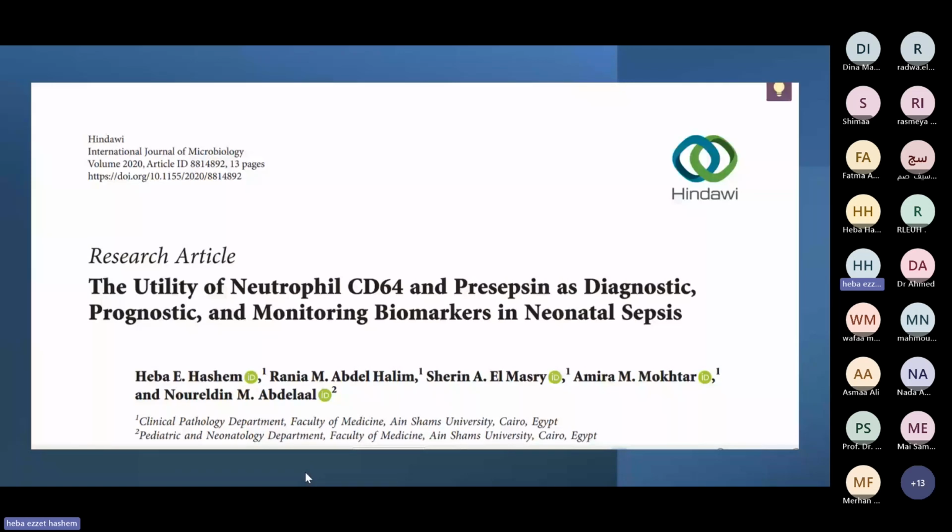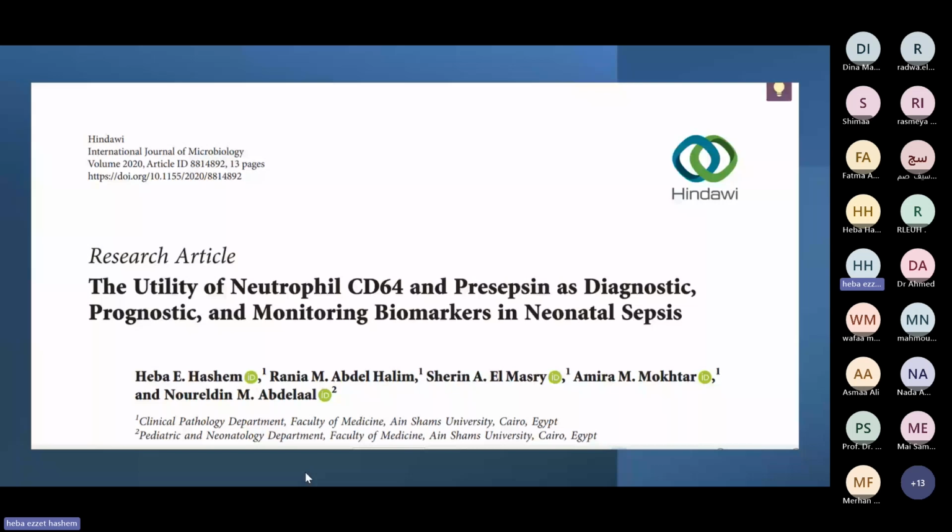my supervisors, Professor Amira Mohammed Mukhtar, Professor Shireen Ahmed Al-Masri, Assistant Professor Rania Abdel Halim, and Assistant Professor Nuruddin Abdel Al, the head of neonatal ICU in Shams University Specialized Hospital. This study was concerned with comparing neutrophil CD64 to Procalcitonin in terms of diagnostic, prognostic, and monitoring value in neonatal sepsis, to know which is better to be routinely applicable.